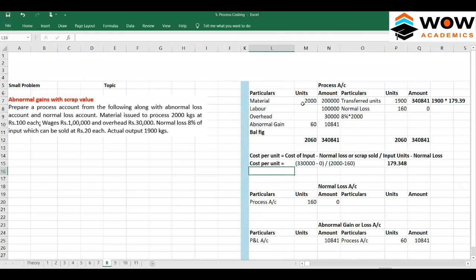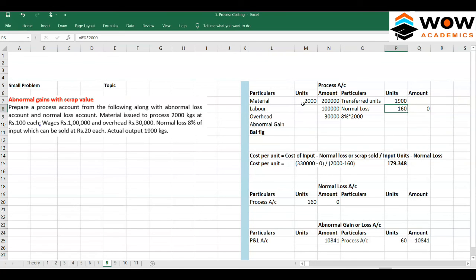So material is correct, material amount is correct, labor, overheads, all these are correct. And we might have an abnormal gain. We don't know whether we'll get it or not, so we can't put it. And transferred units, the units transferred is 1900. And we don't know the value again. We have to close the value.